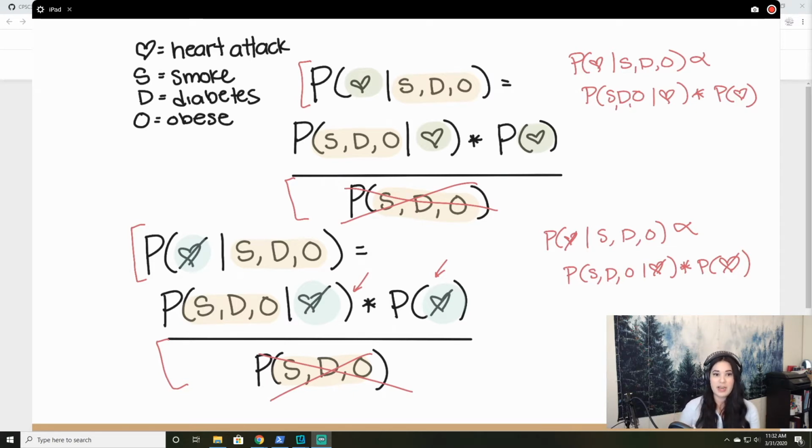So the probability of being a smoker, being diabetic, and being obese, given that you have not had a heart attack, well, we can just look at our data and estimate that probability. All we do is look at how many people didn't have a heart attack and what proportion of those were smokers, diabetic, and obese. Similarly, we can calculate the probability of not having a heart attack by just looking at our data set and saying what proportion of the data points in our data did not have a heart attack. Okay, so that is the Bayes part of the naive Bayes algorithm.